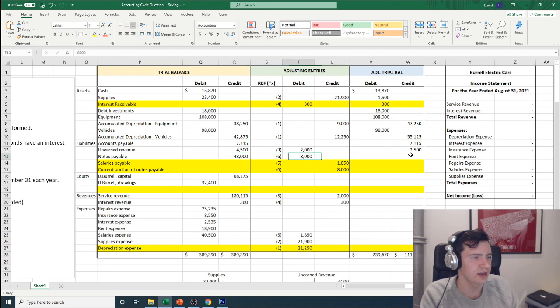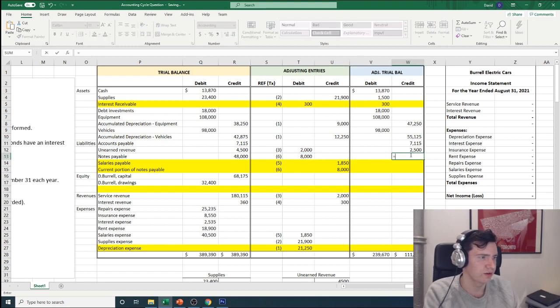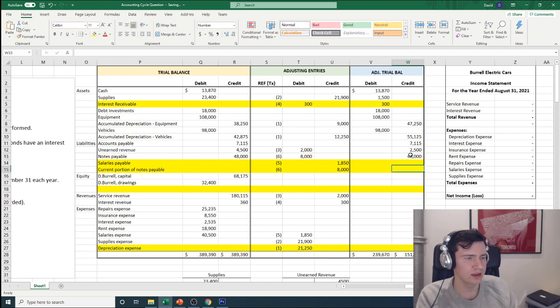Okay, next up, notes payable. 48,000 credit, 8,000 debit. So we need to net the two, and we're going to take 48,000 and subtract 8,000 because this is a debit. So we're taking a credit and netting the two. So a $40,000 balance in that account. You can start to see right now our adjusted trial balance isn't adding up, but hopefully by the end it does.